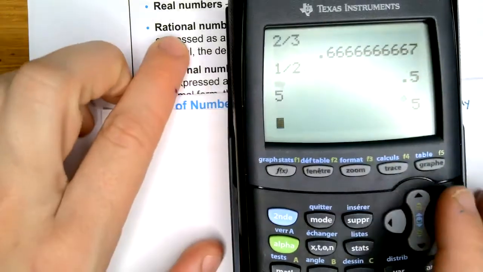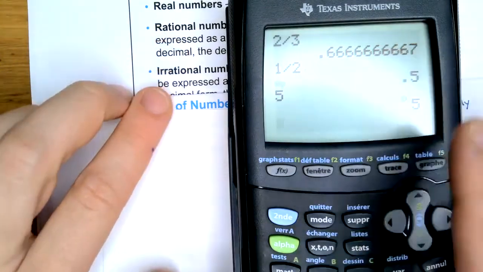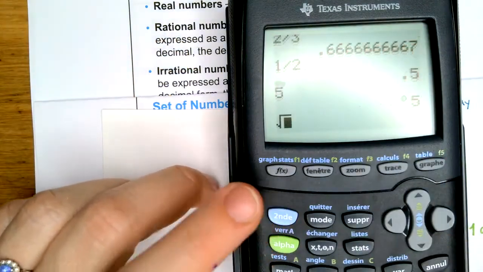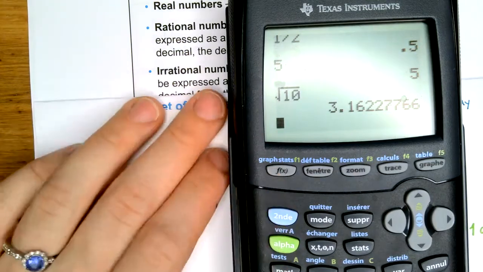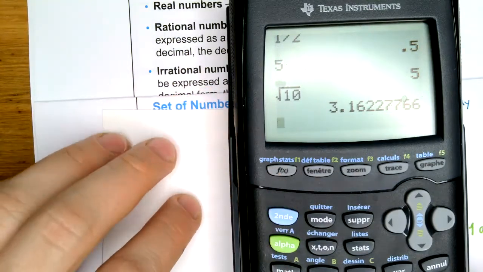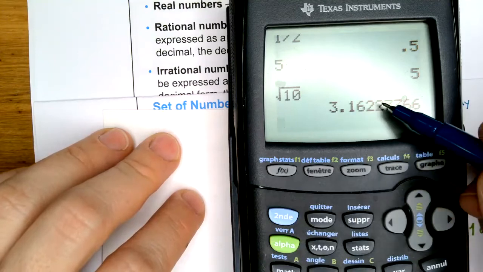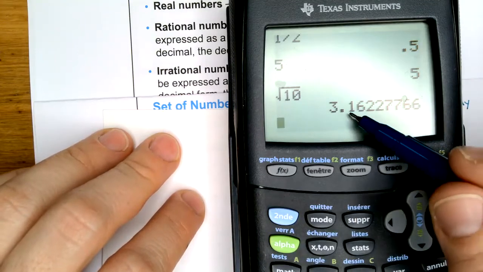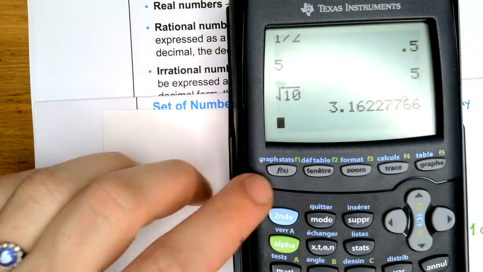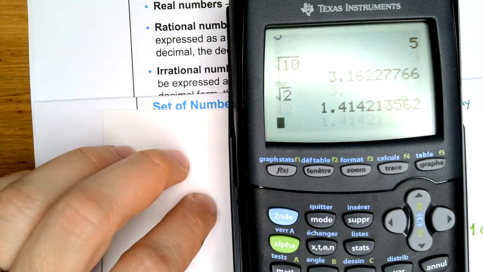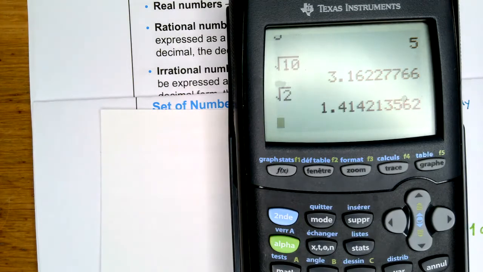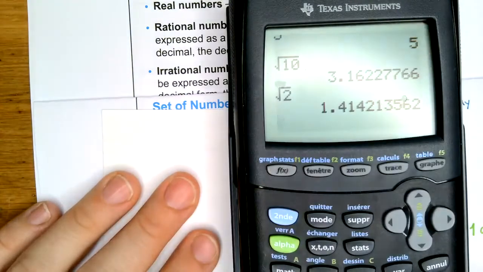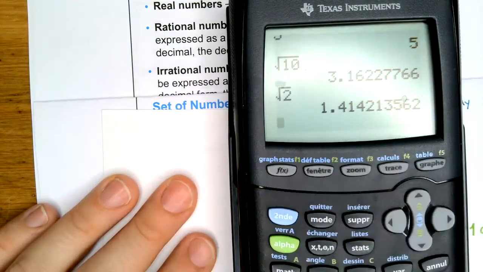So these 3 are rational numbers. The square root of 10 is rational because it ends. 1, 2, 3, 4, 5, 6, 7, 8. And the square root of 2 is irrational because it doesn't end, because you got 9. There you go. Irrational, rational. It ends, it does not end.